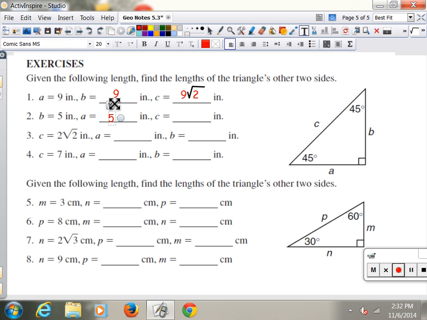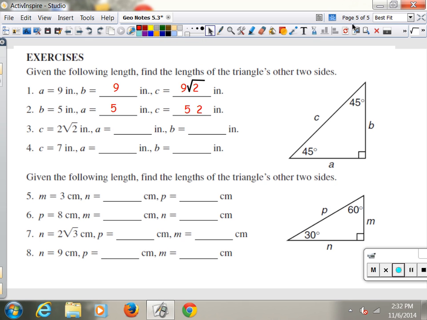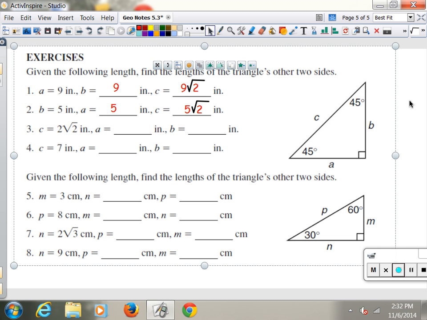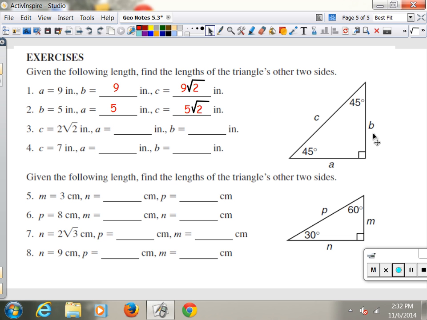Okay, so there's a 5. Now, if these are both 5s, guess what the C has to be? It's whatever the leg is, and then you times it by radical 2 to make it bigger for the hypotenuse. So it's going to be 5 radical 2. Now, where it gets trickier is when they give you the C, and you got to go backwards to get this A and the B. That means you got to divide.